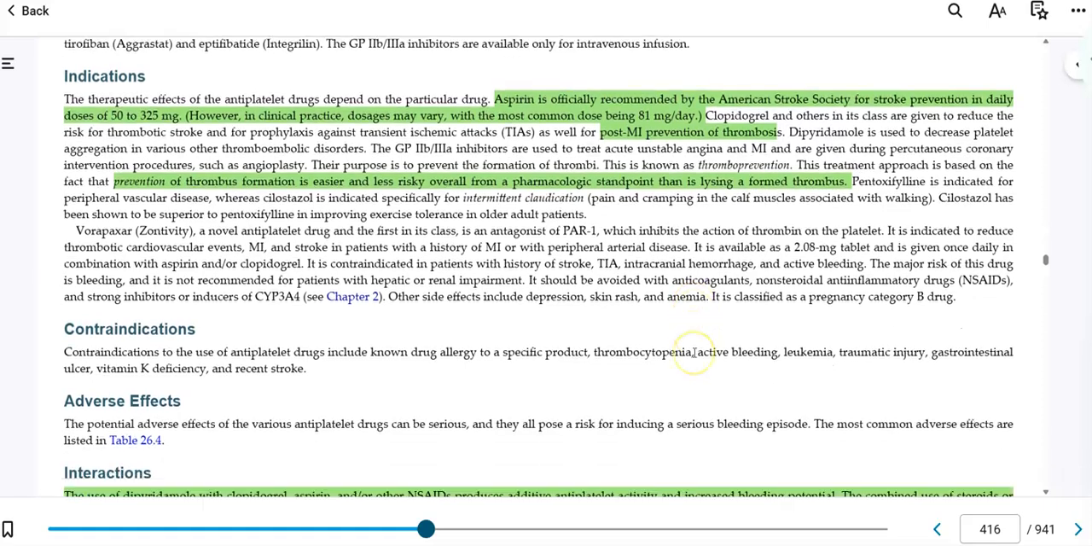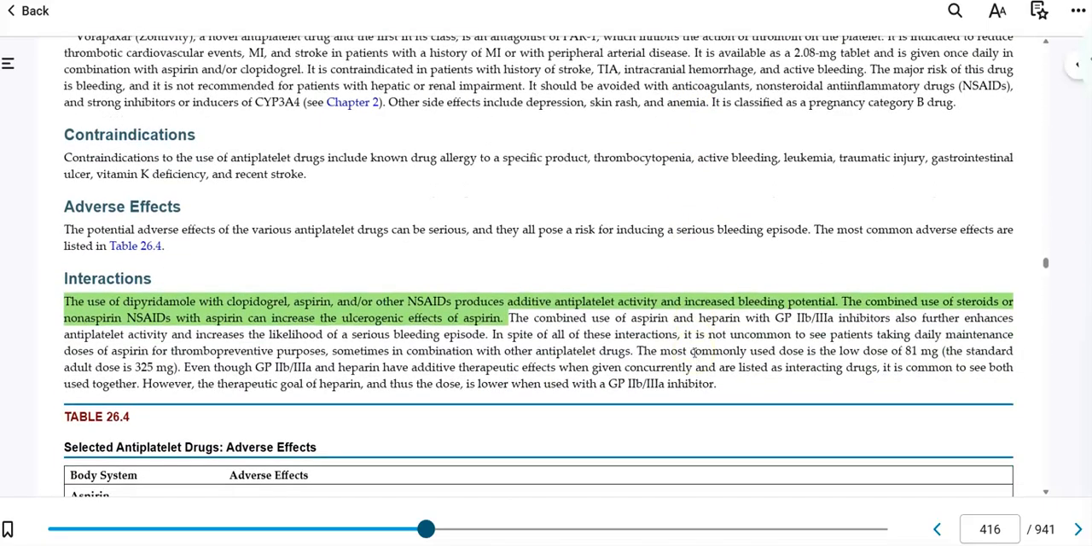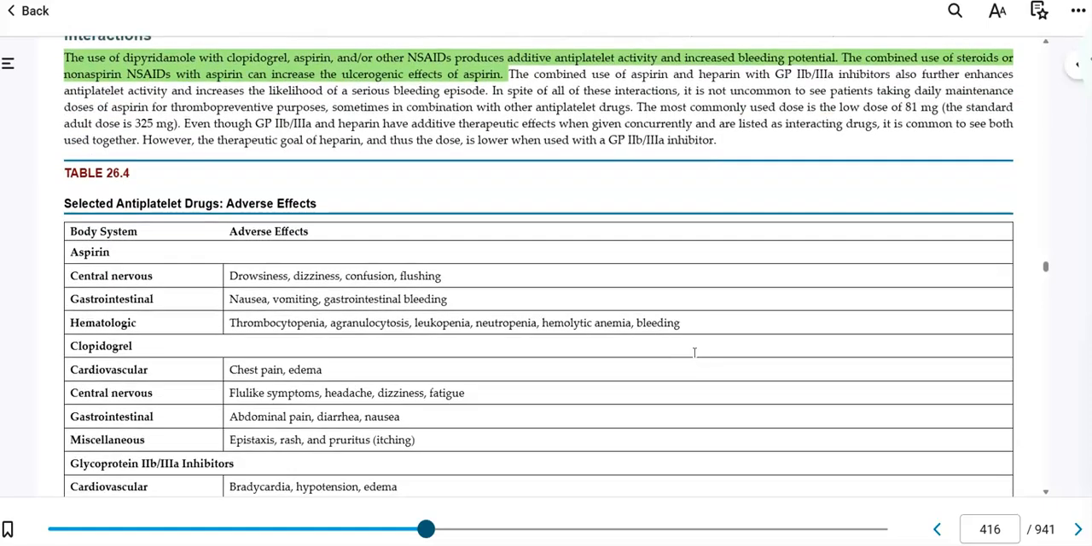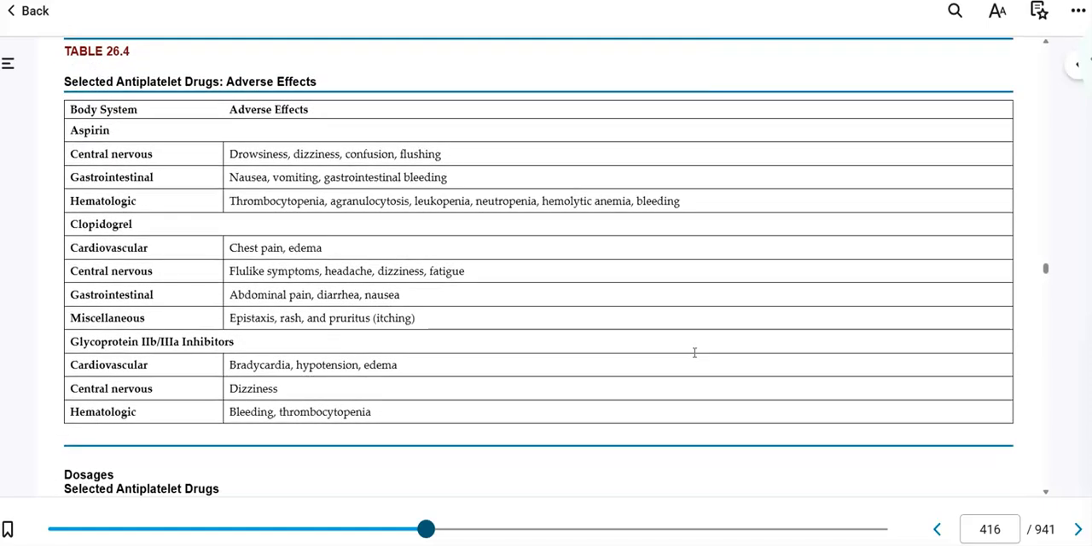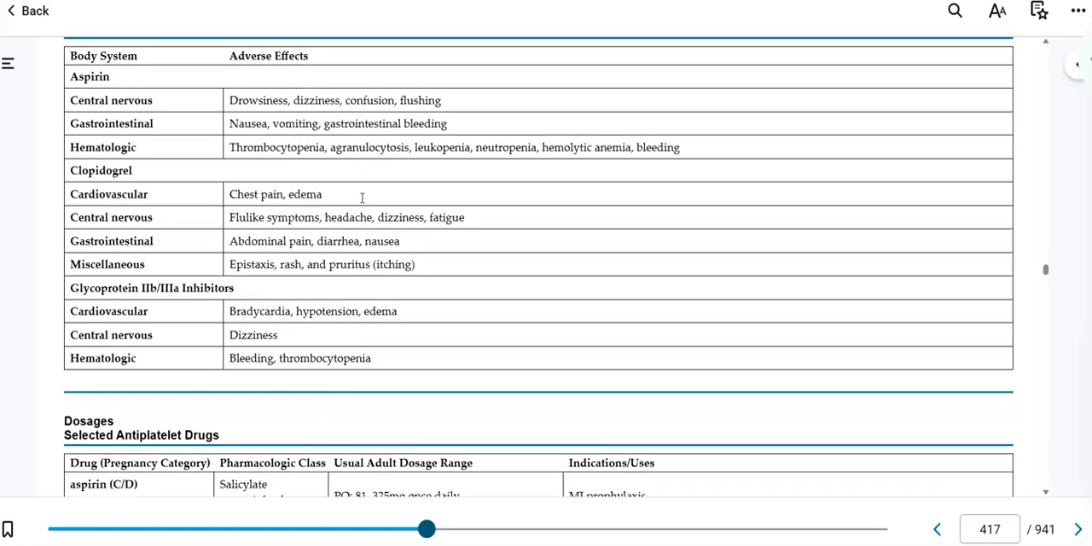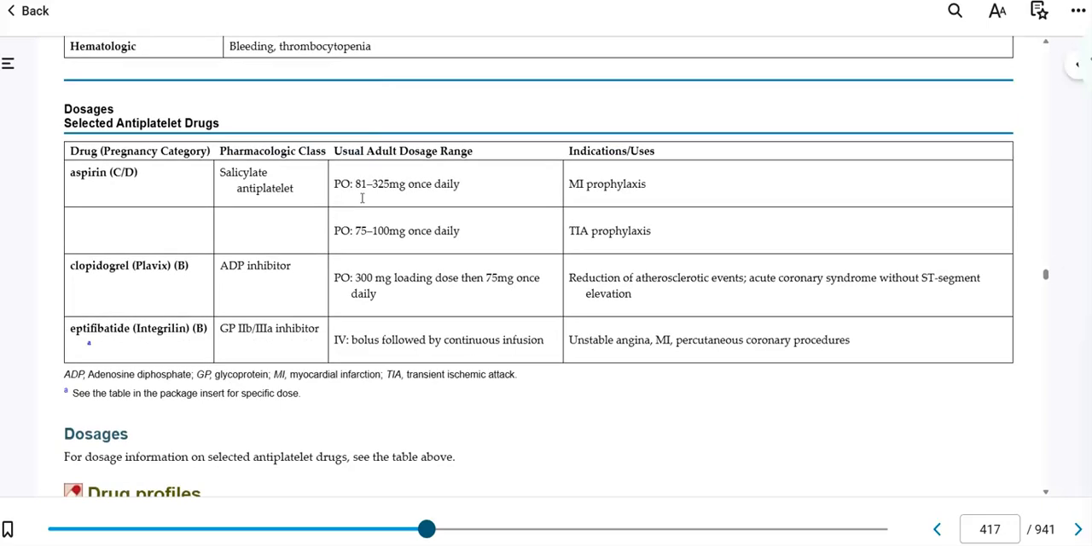My contraindications for these medications would be drug allergies, if they have any active bleeding, if they have leukemia, gastrointestinal ulcer, vitamin K deficiency, or recent strokes would put them at contraindication. Adverse effects, all of them pose a risk for bleeding, so pay attention to that. And there's a nice table, 26.4, that shows you a lot of the adverse effects that are associated with antiplatelets, as well as some interactions.